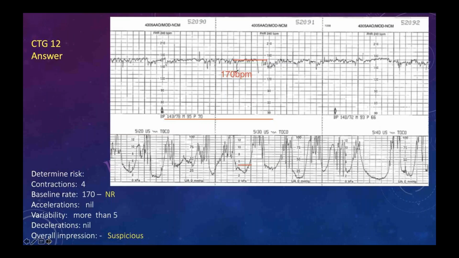Excellent. So here contractions are 4 to 5. Baseline, this is 170. So this is 10 beats per minute, okay, this is 10, not 5. So this is 160 and it is going more than that. This is 170. Whether it is 165 or 170, it will be a non-reassuring feature. No acceleration, no deceleration, variability is more than 5. So there is one non-reassuring feature and it is suspicious. So very good.